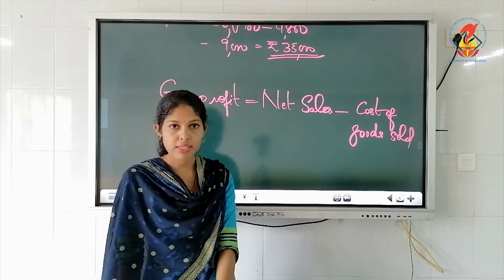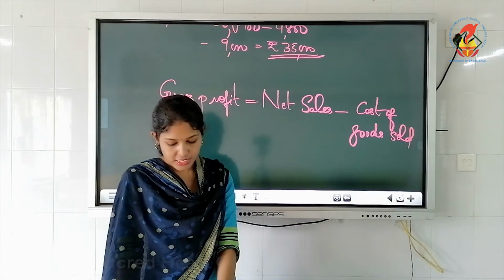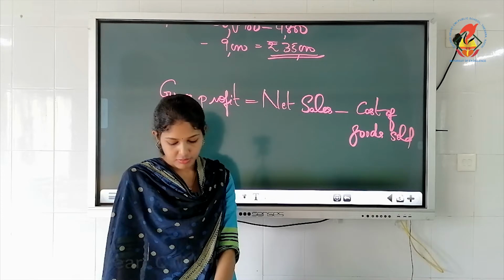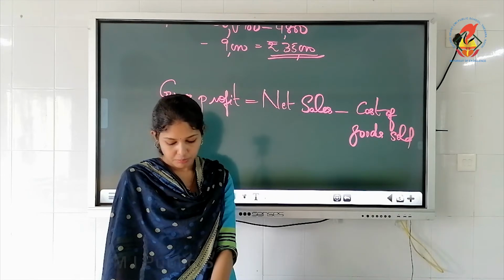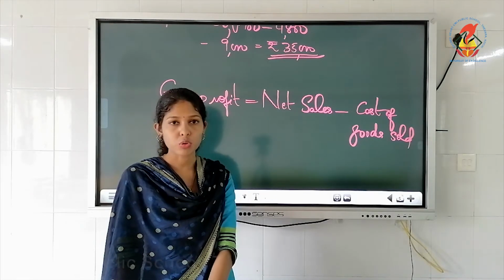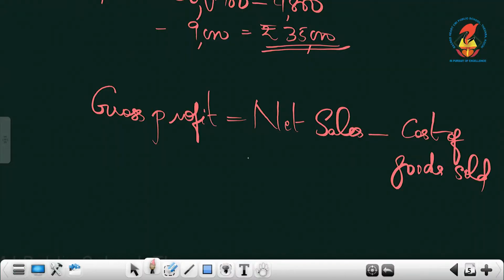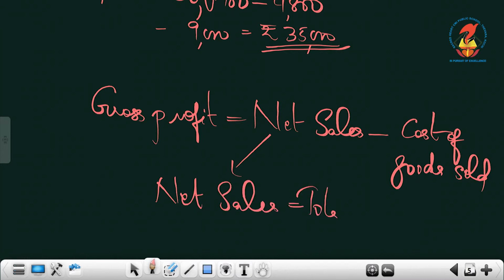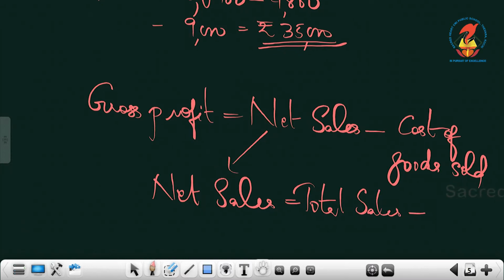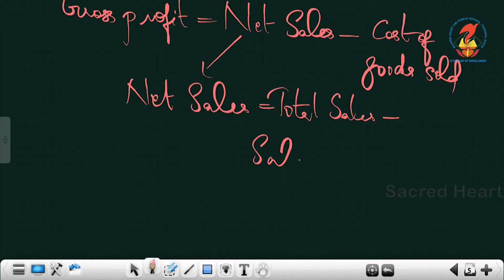Just see the next question, the 19th question. Cash sales given, credit sales given, cost of goods sold is there. Find out gross profit. And net sales, just like we wrote net purchases, the net sales formula we can write is total sales minus sales return, or it is also known as return inwards. Both terms you must know. This is how we get net sales.